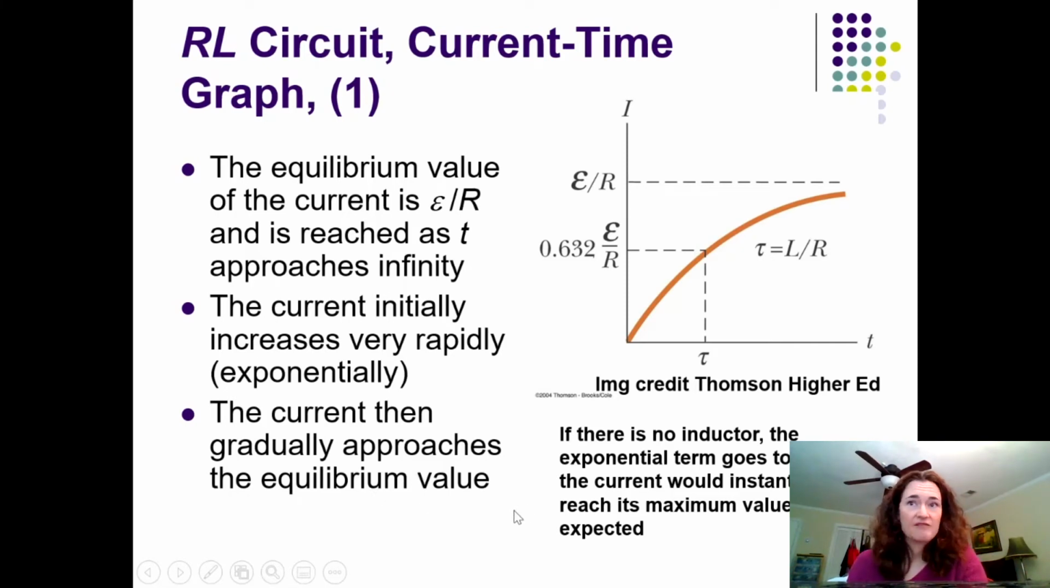Now, if you didn't have an inductor, then what would happen is that your exponential term would go to 0 and your current would instantaneously reach its max value as expected. It's important to understand, though, that since every circuit does have some self-inductance, even if there's no inductor in there, this never happens, okay? Even if the time constant is very short, there will be that exponential increase towards the theoretical value, EMF over R.